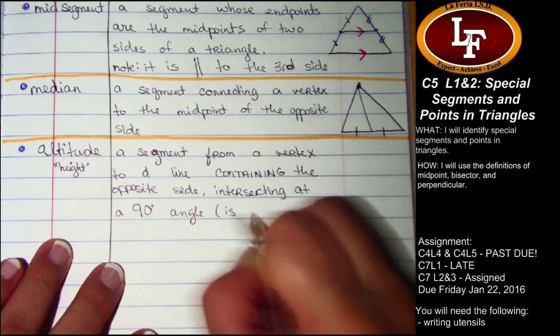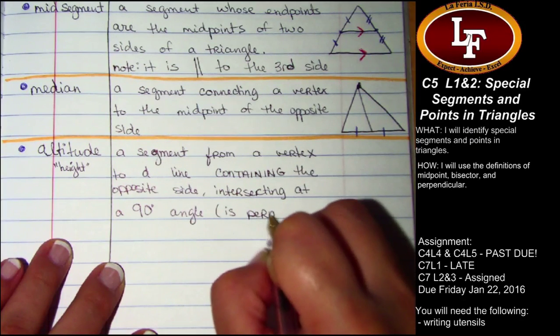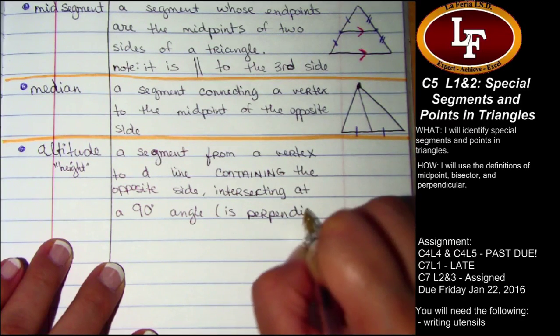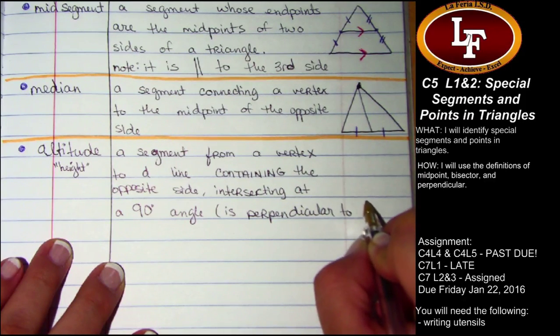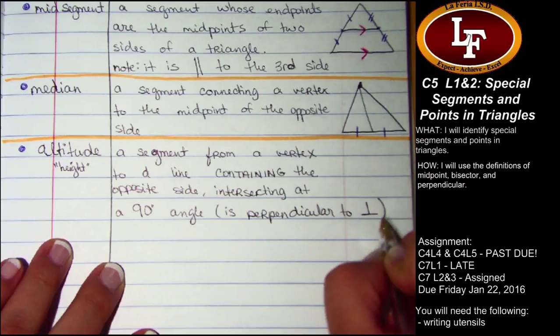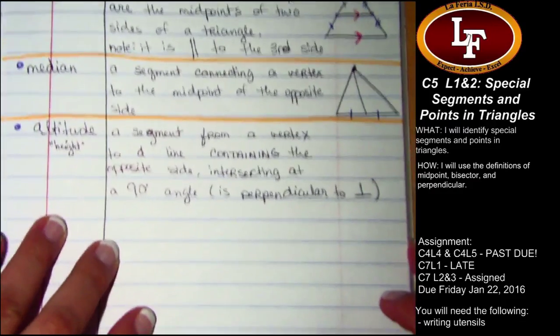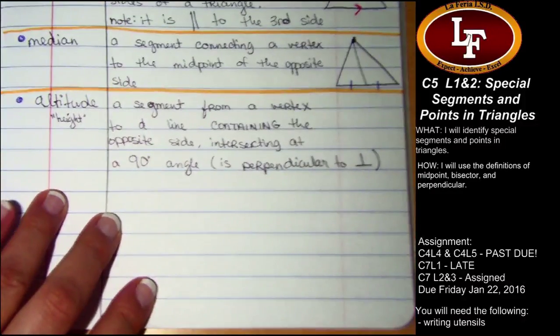We'll take up some real estate here to show you a picture. Note that it's perpendicular to. And that upside down T is the symbol for perpendicularity. Oh, that's a word.